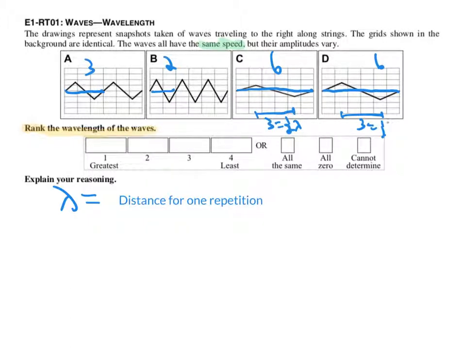Notice that the amplitude doesn't matter in this, so it doesn't matter that D is larger than C in amplitude. And then it's pretty easy now just to read that the longest wavelengths are C or D, and the next one is A, and the next one is B.